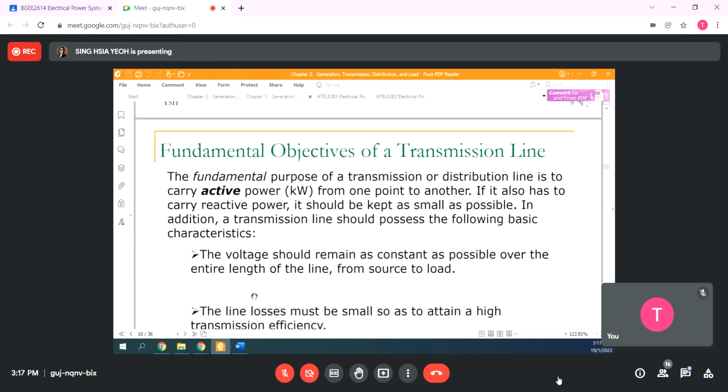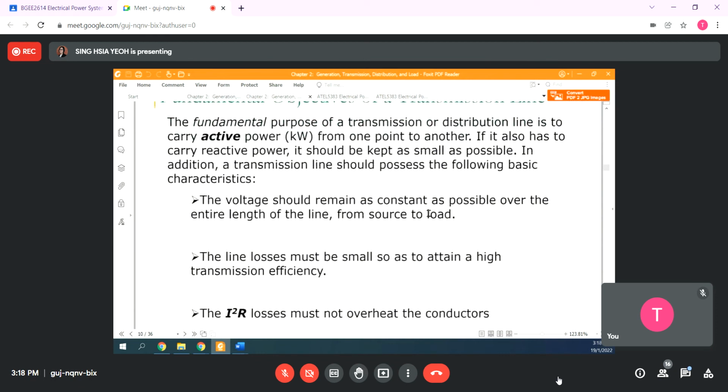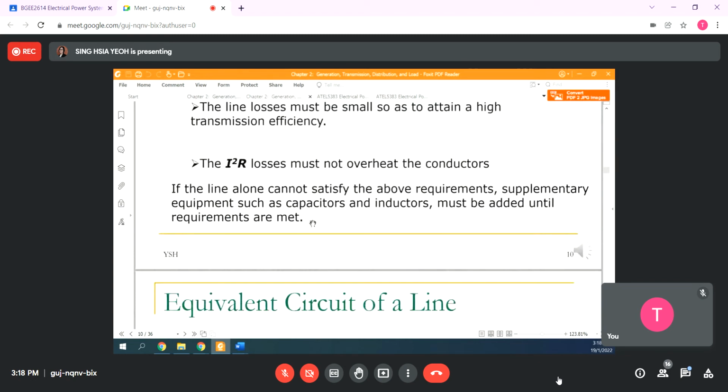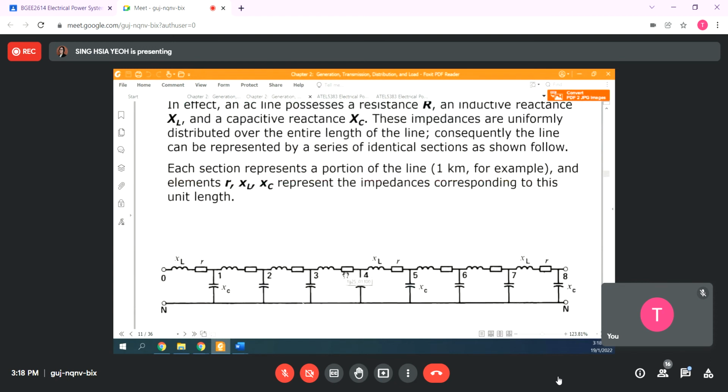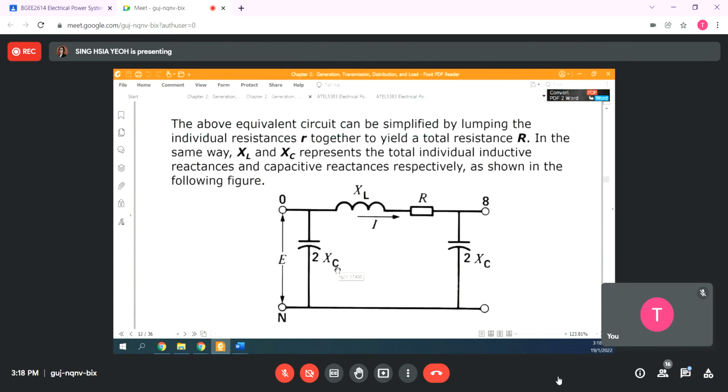Of course, a transmission line, okay, you are going to carry the active power from one point to another. So the transmission line is an important line, because without a strong transmission line, you can't actually transfer whatever you generated to the consumer. Okay, so the transmission line must be as constant as possible. Losses must be as low as possible. So normally it's capacitors and inductors. So this is the equivalent circuit of the line. You have a capacitor, inductor, and resistor.